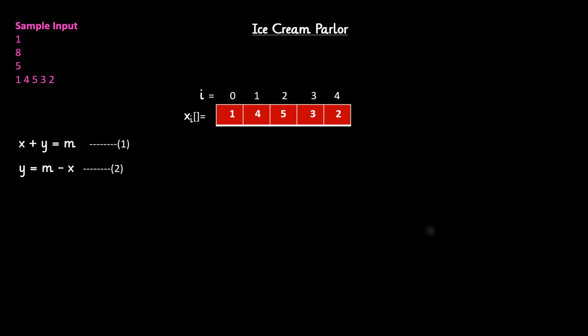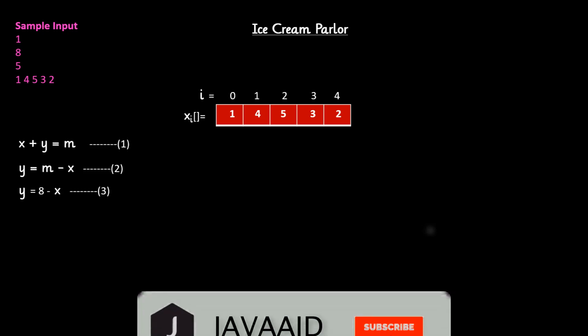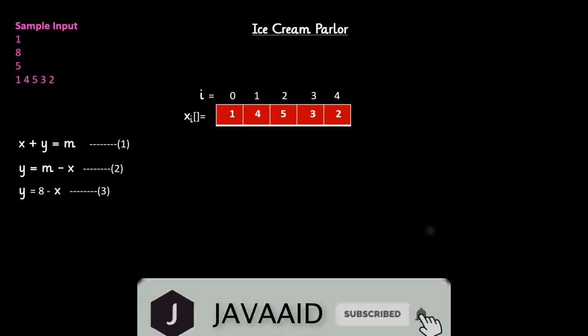As we know the value of m, we will substitute the value of m in this equation. So what will this equation look like? y equals 8 minus x. I have given this equation the number 3.